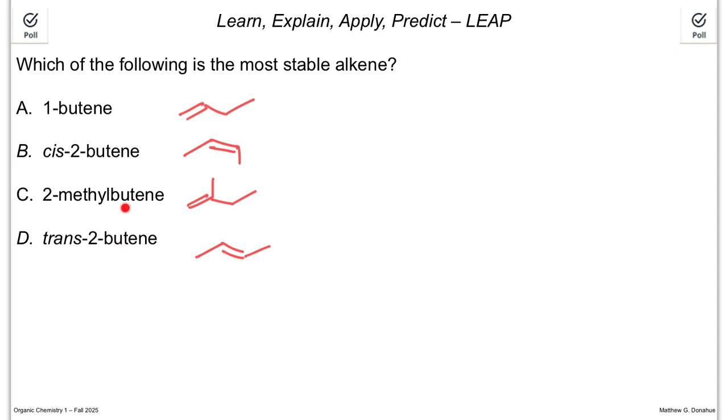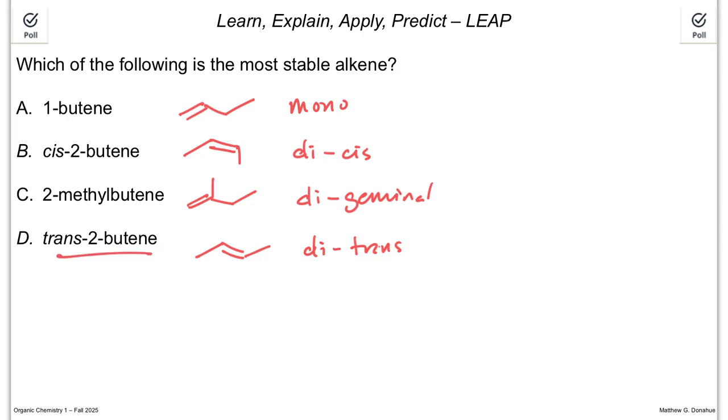So notice there's not a number given before the alkene, so that's when you assume it starts at position 1. So in terms of the classes, this is mono, this is di-cis, this is di-geminal, and this is di-trans. So D would be the correct answer here.